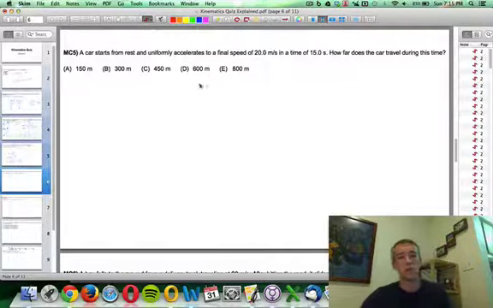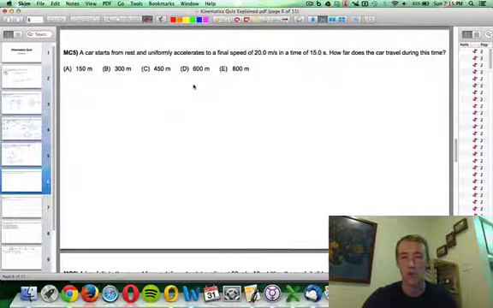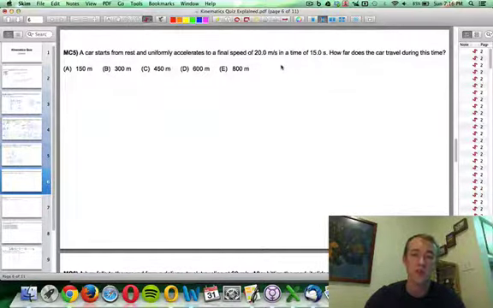Number 5. This is our first real kinematics question, at least as far as acceleration goes. It's our first real acceleration problem where we get to dive into those equations, right? A car starts from rest and uniformly accelerates to a final speed of 20 meters per second in a time of 15 seconds. How far does the car travel during this time?